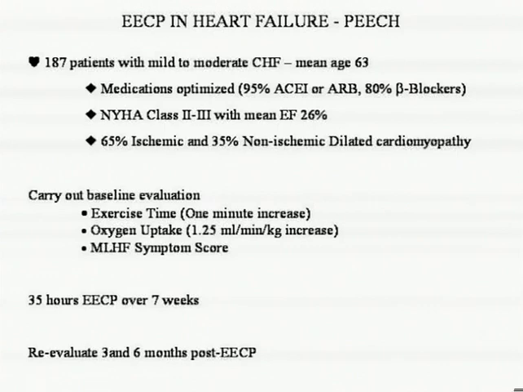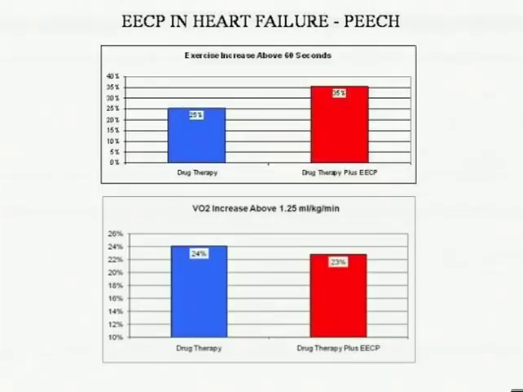They looked at oxygen uptake as a marker of success. It was a 1.25 milliliters per minute per kilogram increase, and the Minnesota Living with Heart Failure score. You get 7 weeks of ECP, you reevaluate at 3 and 6 months. Now, 25% of those with drug therapy alone increased their treadmill walking time by a minute, 35% with drug therapy plus ECP. That was not statistically significant. An oxygen uptake increase above 1.25 occurred in the same amount in both groups. So for the purposes of their preordained outcomes, the study was not successful.